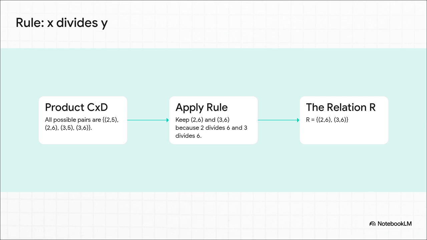Does 2 divide 5? No. Does 2 divide 6? Yep, it does. We keep it. Does 3 divide 5? No way. Does 3 divide 6? Yes, it does. We keep that one too. And boom, there's our final relation. R is just those 2 pairs. See? Same process, just a different rule.